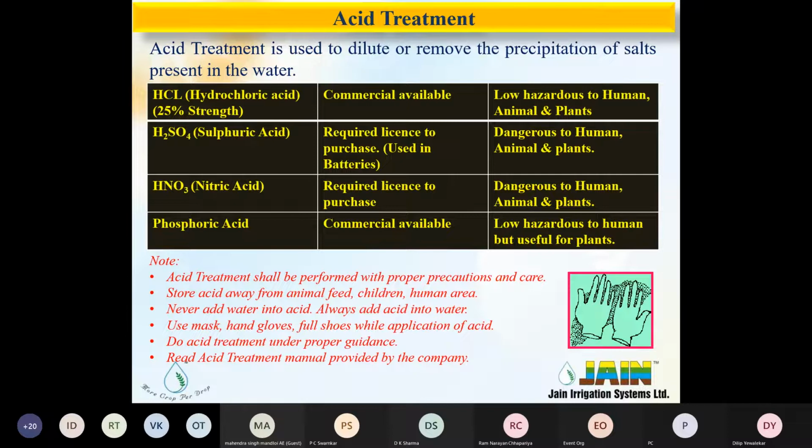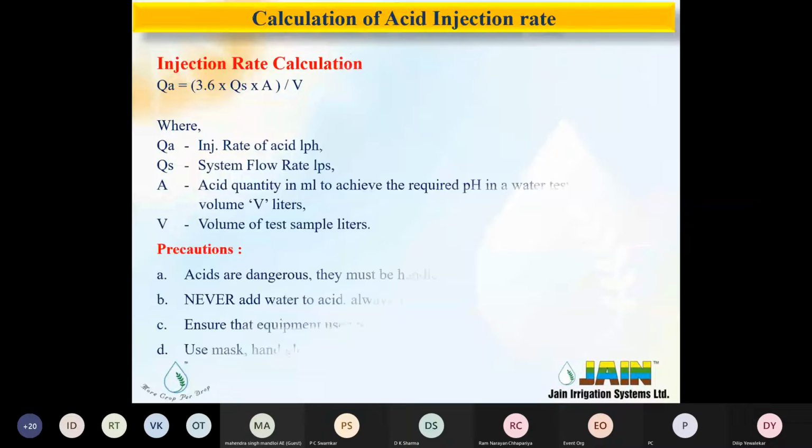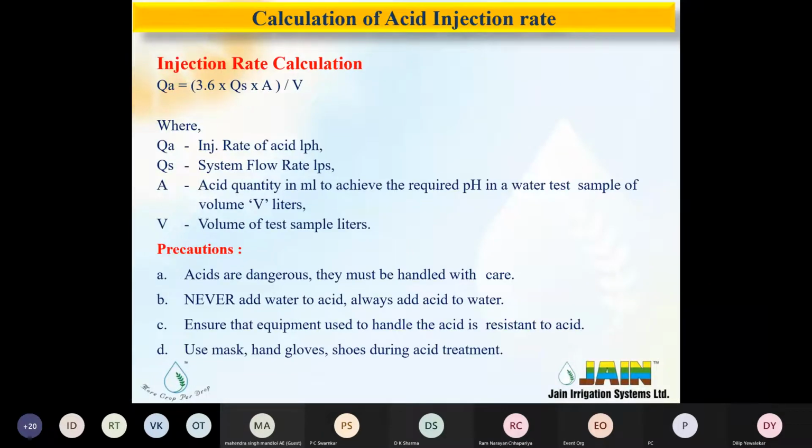Follow this as per the guideline, which is given in the manual. Now the calculation of acid injection rate, how much acid is to be injected: this is the formula. First, how much water is there, what is the rate of flow in the system, and based on the rate of flow, you can work out the acid volume with this formula.